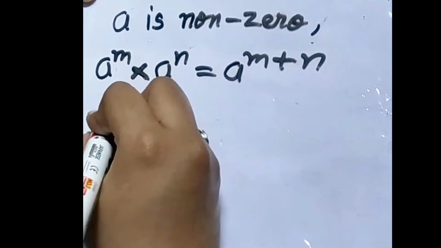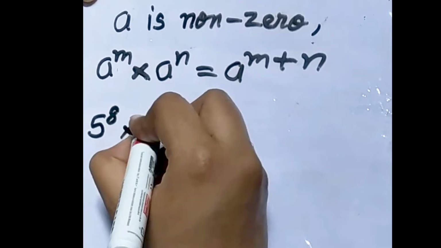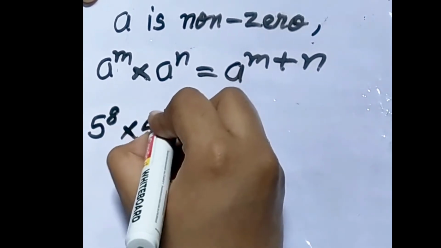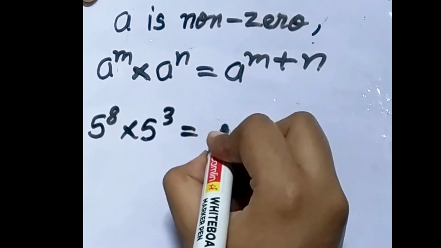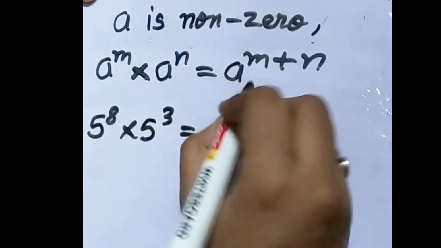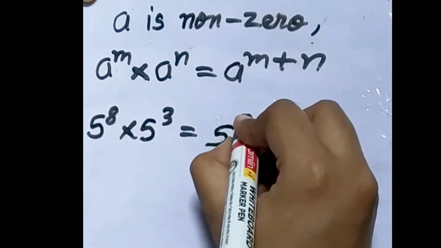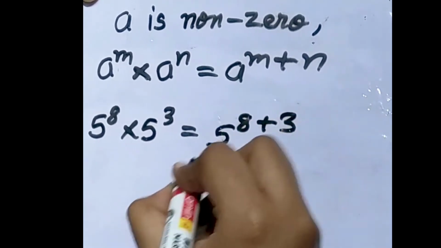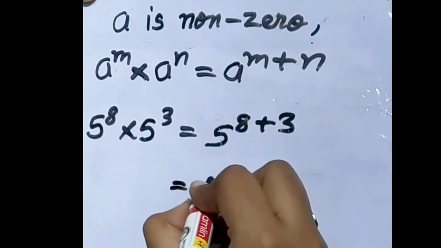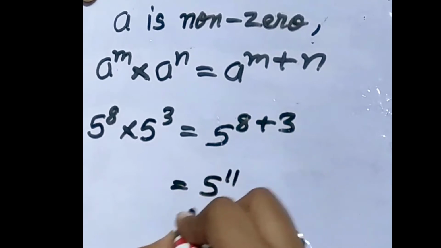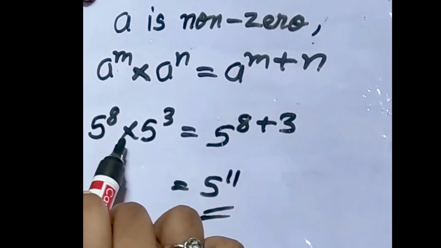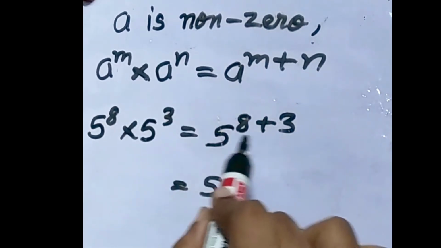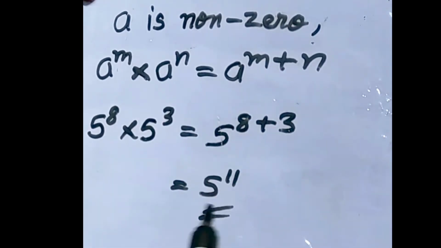5 raised to 8 into 5 raised to 3. Okay, here both the bases are the same, so we will use this rule and add the indices. So 5 raised to 8 plus 3, so equal to 5 raised to 11. Okay, directly both the bases are the same and there is a multiplication sign, so we will use this law and add the indices and we will get this answer.